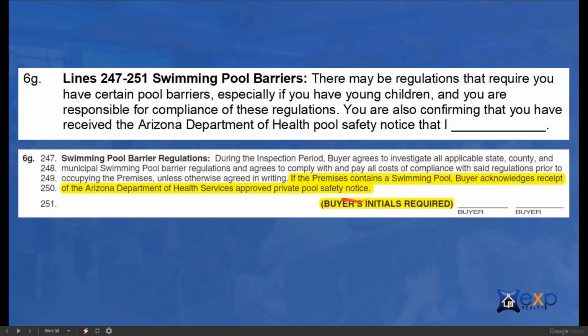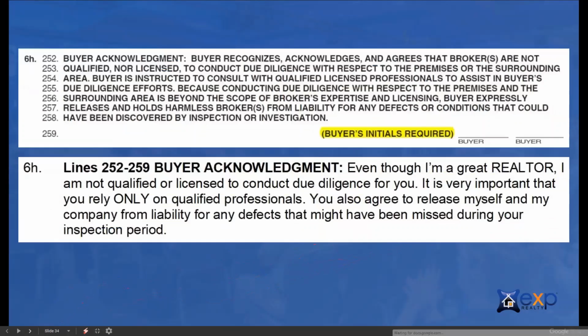And by the way, the reason I have the buyer's initials required here is simply because these initials are pretty high on the contract, and they're easy to miss. We get a lot of contracts in, and I've missed them too, because when you're writing the contract, especially for electronic signatures, you're really focusing on the bottom of each page to do initials, and sometimes these are missed, so be careful about that.